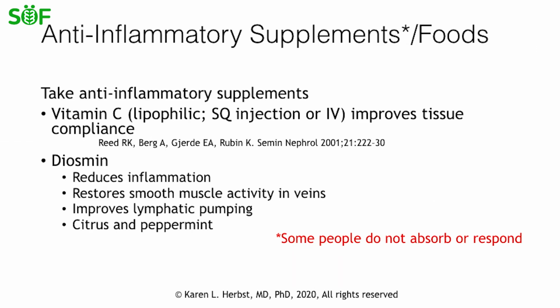There's also some supplements that you could take, and you can also just take these as food. So we know that vitamin C actually improves the structure of tissue, such as lipedema tissue. And in there, I use the word compliance. Lipedema tissue is very compliant, meaning it allows fluid to just accumulate and bind up to those glycosaminoglycans. And we want to make that better. So the anti-inflammatory vitamin C can do that, and you can get vitamin C from all kinds of different citrus fruits.